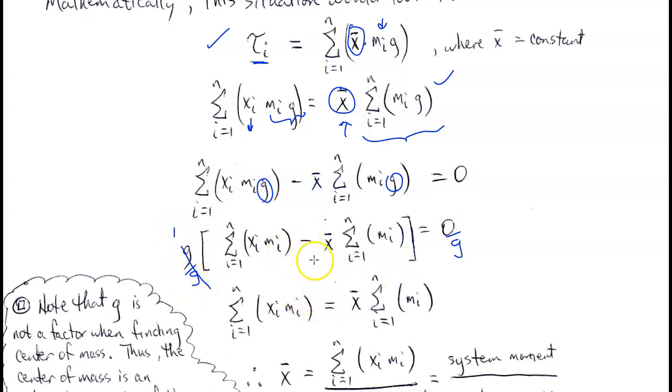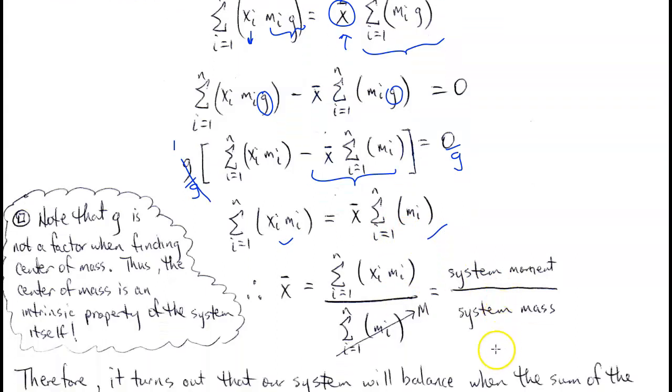And if we take that and then add this back onto the other side, then we just have the situation here. Okay. And so because of that, the thing that we want to find is this X bar. So we could take this quantity here and divide it by this quantity here, and we would have what we need. And so we see here that the numerator of this is called the system moment, which is the sum of the moment of each mass.